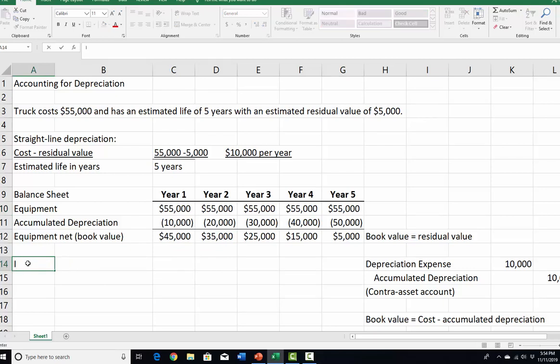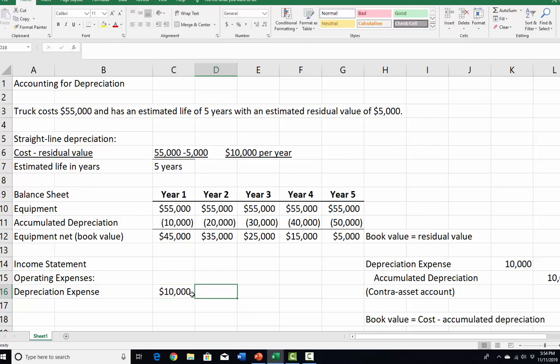Now, on our income statement, we are simply going to have in our operating expenses, we have a bunch of other expenses. We have depreciation expense. How much is our depreciation expense? $10,000 every year. Doesn't change. Okay? So every year our depreciation expense is $10,000.